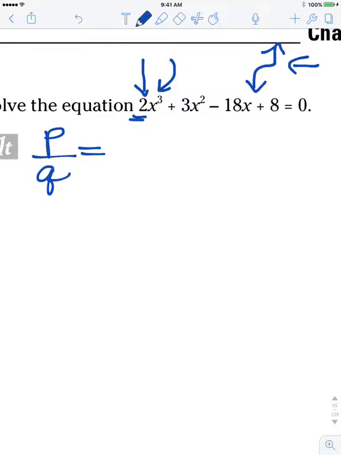The first thing is I'm going to add all the coefficients and see if they add up to 0. 2 plus 3 is 5, and 5 minus 13 is negative 8, and negative 8 plus 8, of course, is 0.